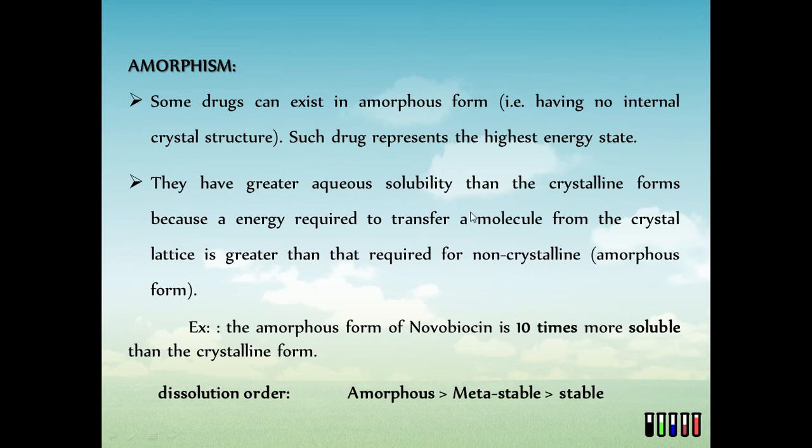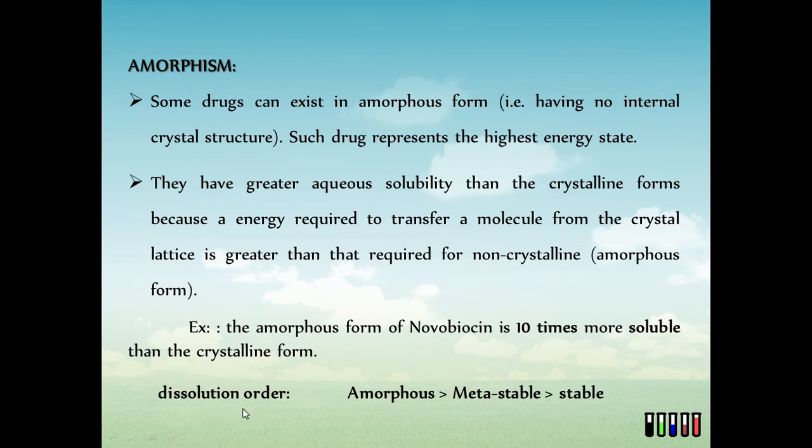But amorphism has a problem: the amorphous form of a drug is highly soluble, but it is not highly stable. Due to that, it is very difficult to maintain the amorphous state of your drug in normal temperature or environmental conditions. The amorphous form continuously undergoes polymorphism and tries to convert itself into a crystalline form. That's why amorphism is an unstable phenomenon and it is very difficult to control.